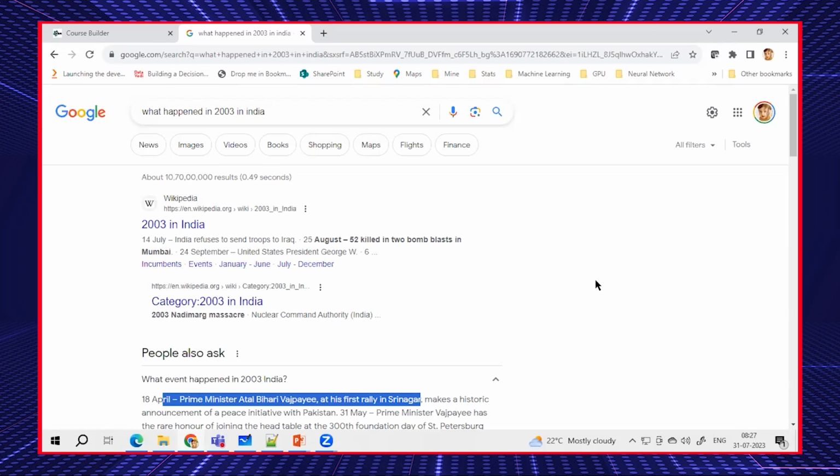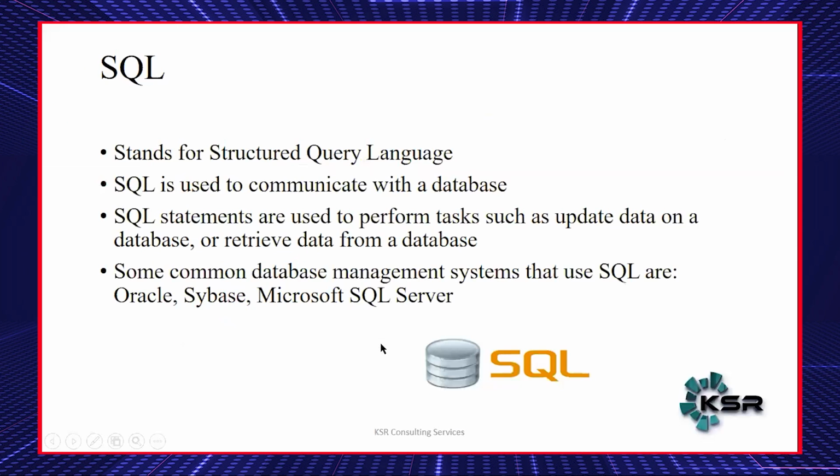But if you want to talk to a database directly, in that case your English will not work, any language will not work. If you want to talk to a database directly, there is only one language you need to learn, and that language is going to be structured query language. If you learn this language, trust me, you can go and talk to any database as you like.